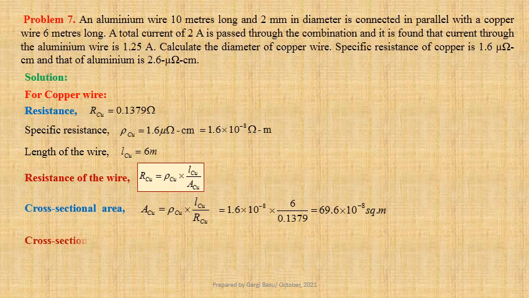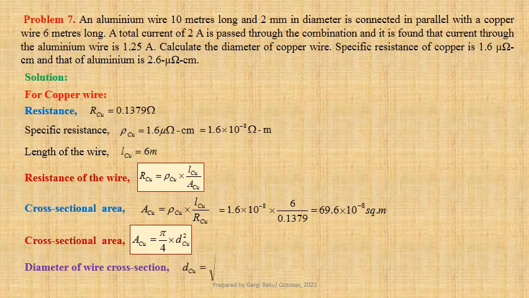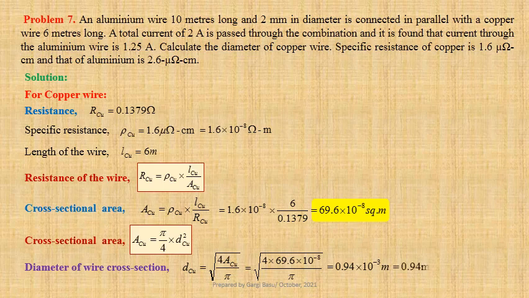Again, cross-sectional area A copper equals pi by 4 into D copper square. Therefore, diameter of wire cross-section D copper equals root over 4 times A copper divided by pi. That is equal to root over 4 into 69.6 into 10 to the power minus 8 divided by pi. That gives us 0.94 into 10 to the power minus 3 meter or 0.94 millimeter.